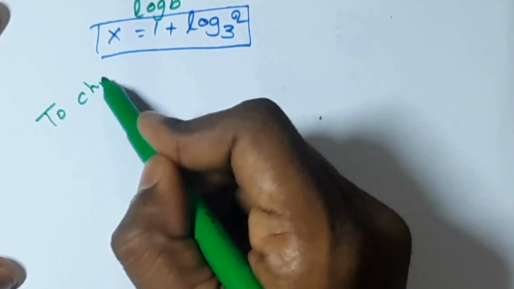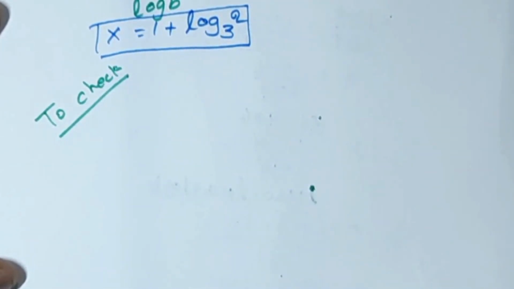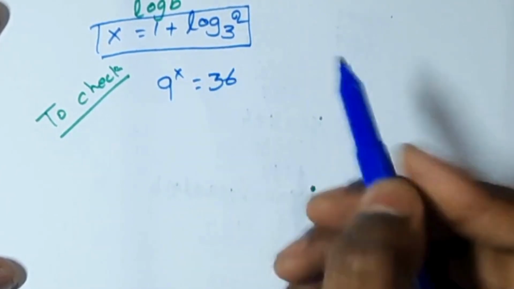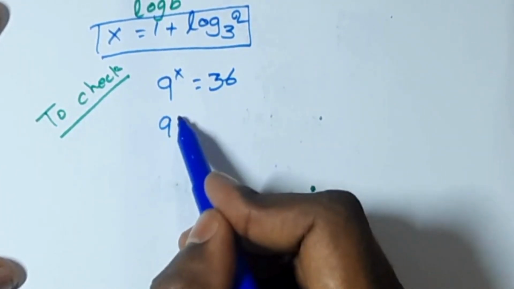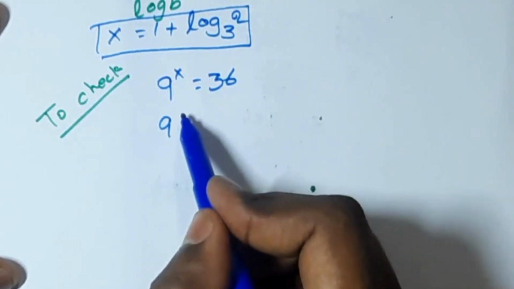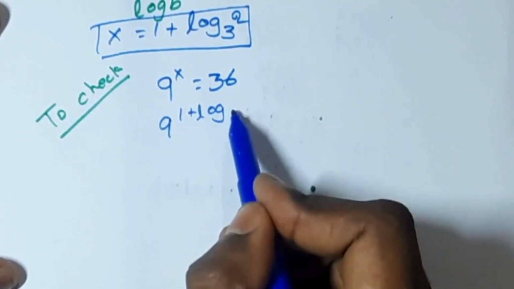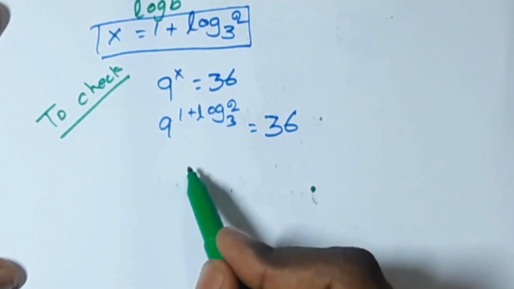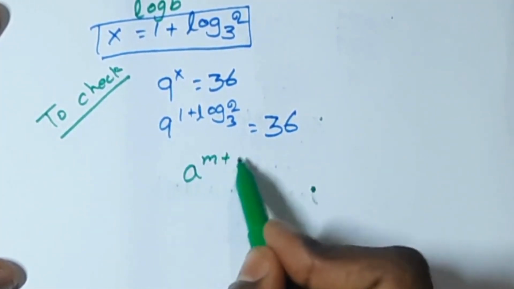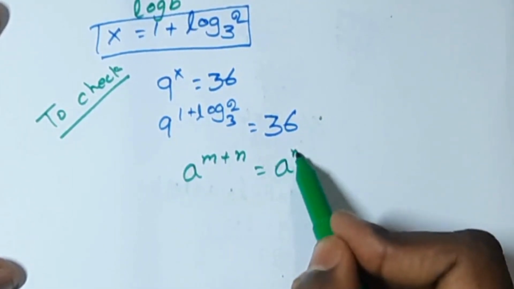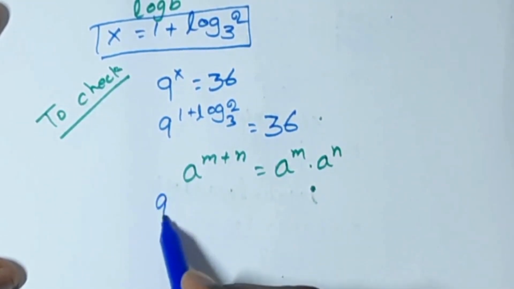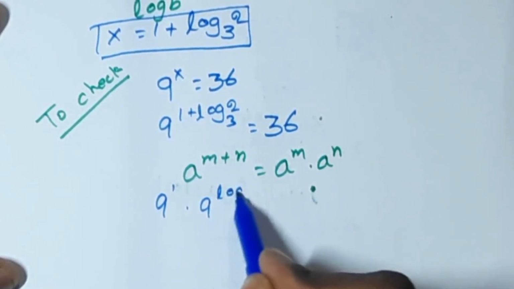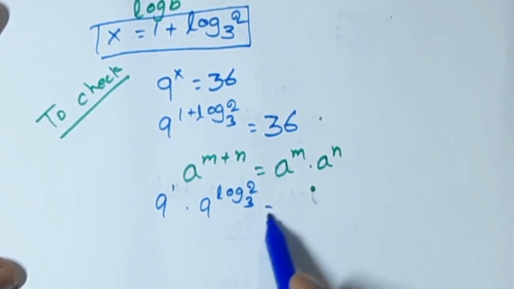Step 2: Check this x value with the equation 9 to the power of x equal to 36. 9 to the power of x value we are going to write here: 9 to the power of (1 plus log 2 base 3) equal to 36. Now we are going to apply the formula that a power m plus n equal to a power m into a power n. 9 to the power of 1 into 9 to the power of log 2 base 3 equal to 36.